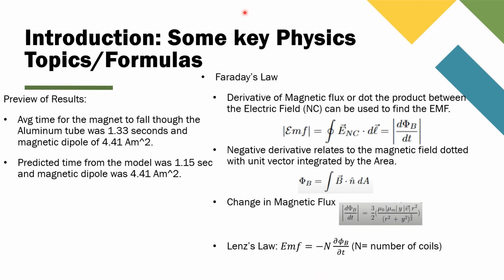So the preview of our results was 1.33 seconds when doing the real experiment, when the bar magnet was going through the aluminum tube, and then the ideal was 1.15 seconds on the GlowScript model.